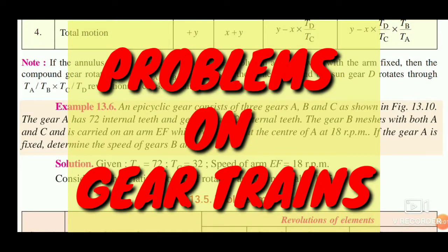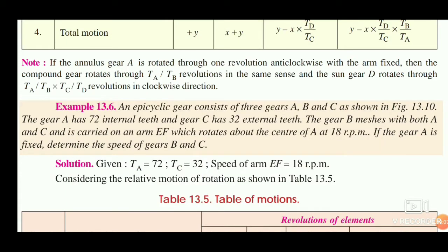So we'll move on to a problem based on gear trains. You can see this problem here. It says that you have an epicyclic gear train. You know what an epicyclic gear train is. It is a type of planetary system where you have a sun gear, a big gear at the center, then you have small gears revolving around the sun.